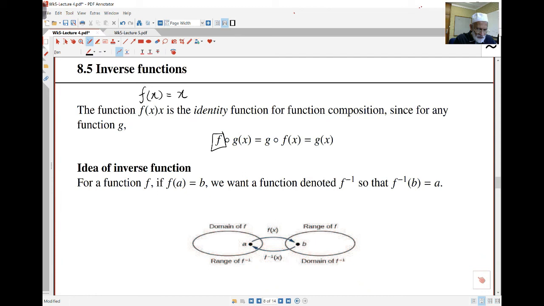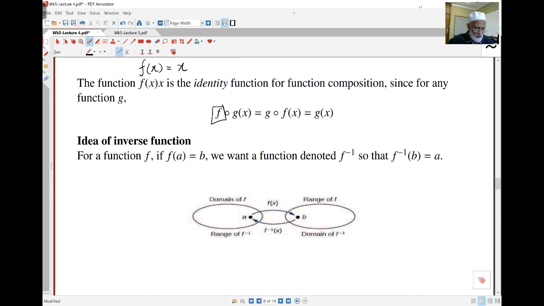So if I do f of g, it's equal to x. So I get g(x) back. And g of f(x) just gives me x back. I get g of x out of it. So f(x) equals x is the identity function. Then I think of inverses.